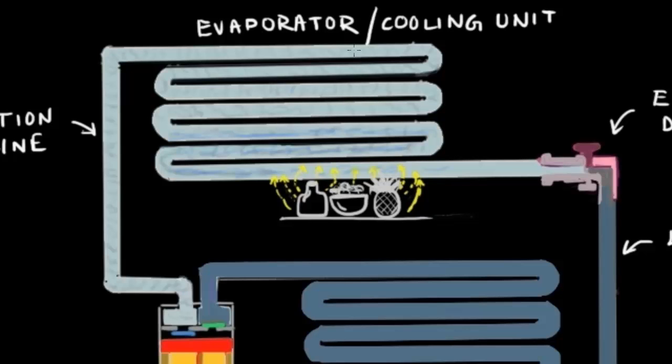So it's really important for the pressure here to be low enough for the liquid to boil and become a gas. So now this low pressure gas that forms here basically travels through what we call a suction line, and then enters the compressor.